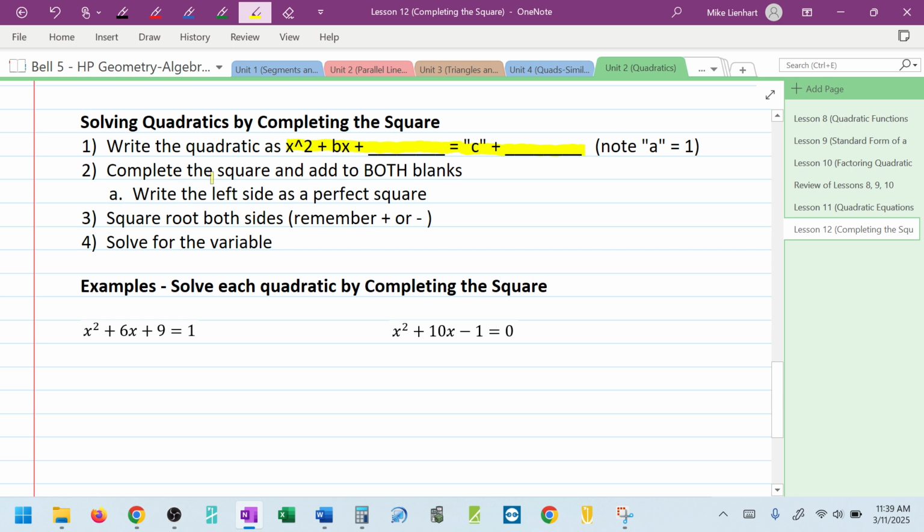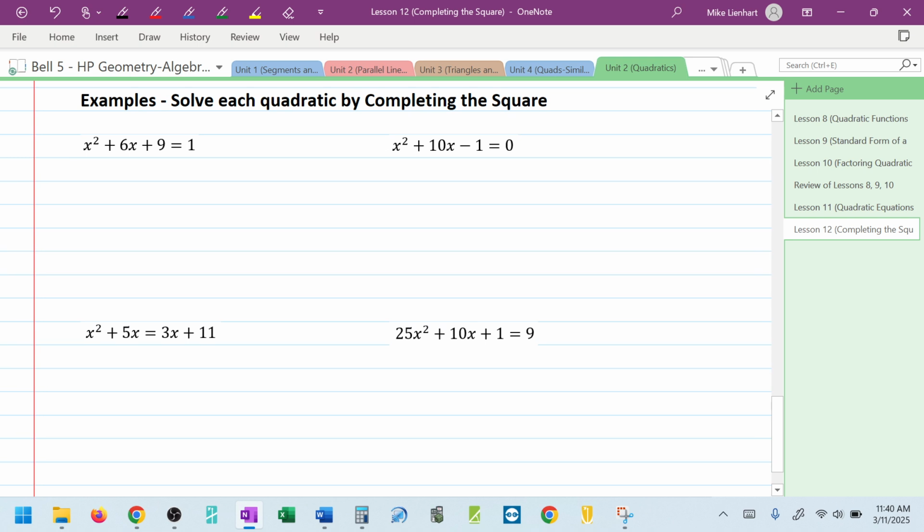I'm going to complete the square, but then I'm going to add the value that I was adding in the blanks. I'm going to add it to both sides of the equation. Right, the left side is a perfect square. We're going to square root both sides, remember, in positive and negative representation, and then solve for the variable.